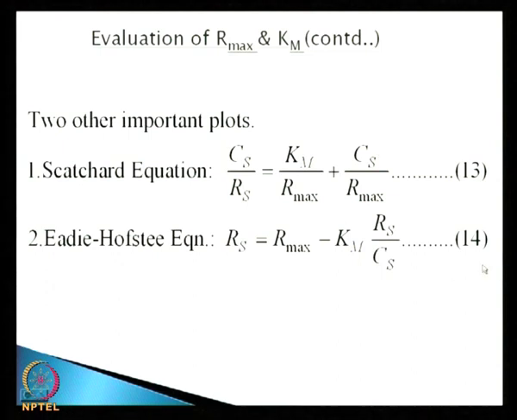Equation 14 uses R_s equals Rmax minus Km times R_s over C_s. So, this is very straightforward. Your intercept is going to be Rmax, and again you use R_s over C_s instead of C_s over R_s.